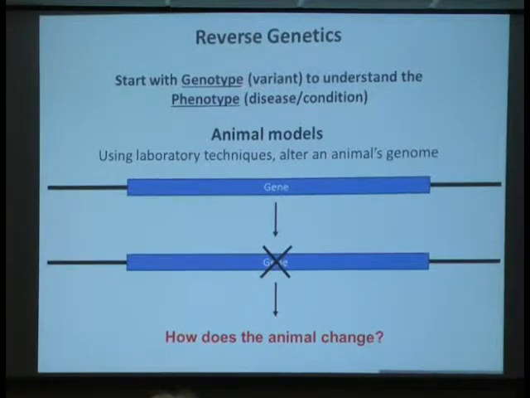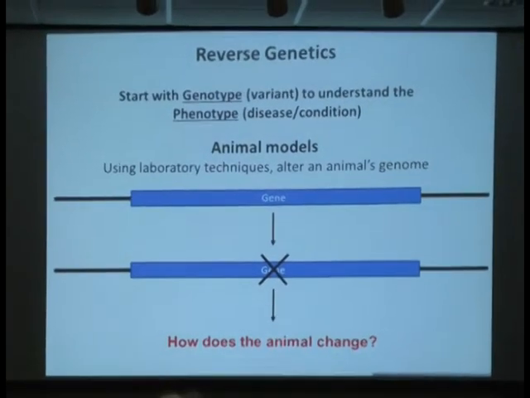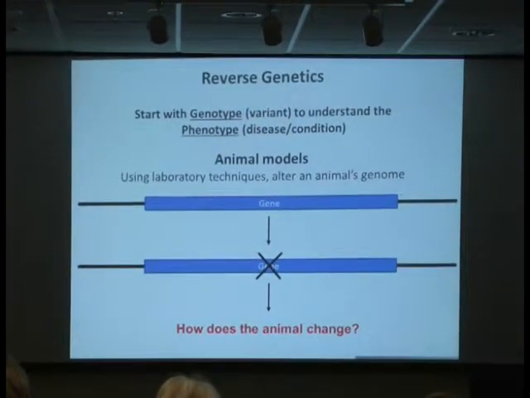Reverse genetics is a process where you start with a gene or a genetic variant, and you try to understand what that gene or genetic variant is doing. So in this case, again, you start with the gene. This thing doesn't work. I'll use a wedge.